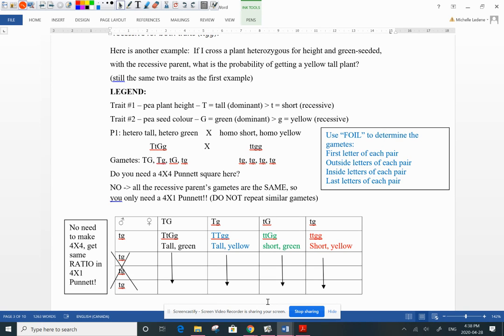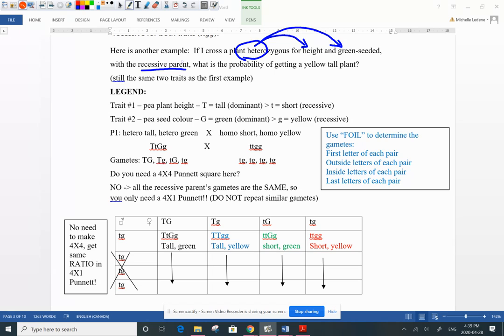And then I said right at the end, what if you have two parents that are not heterozygous times heterozygous? So here's the example that we're looking at here. We have heterozygous for height and heterozygous for green seeds, but the second parent is not heterozygous. That second parent is recessive.